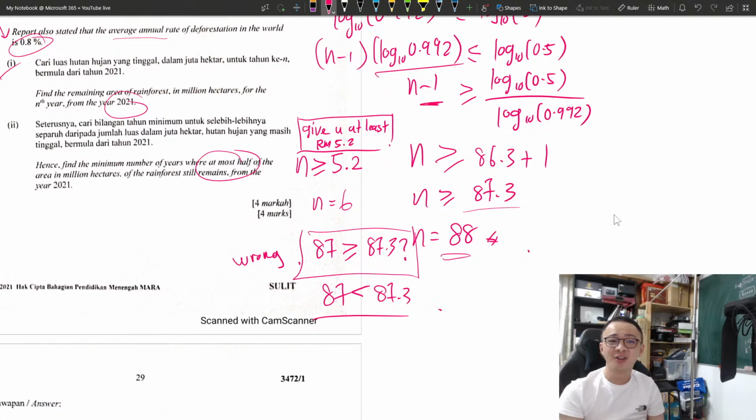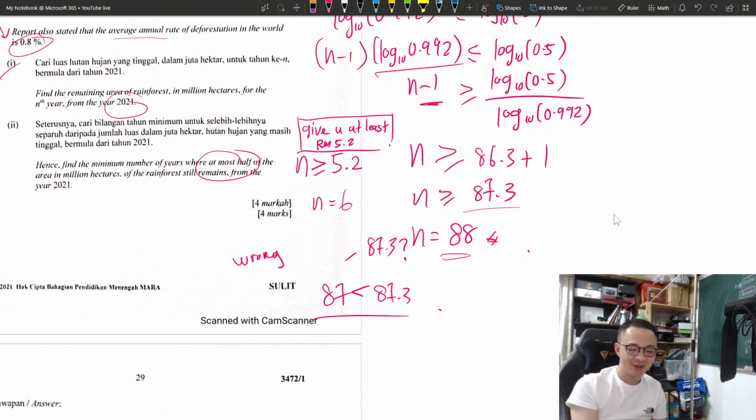You understand it? So not every time you can round off to the nearest number. Just say 87 in this case. So if you have the inequalities, then we will never round off like that. Okay, so I hope I made you understand it.